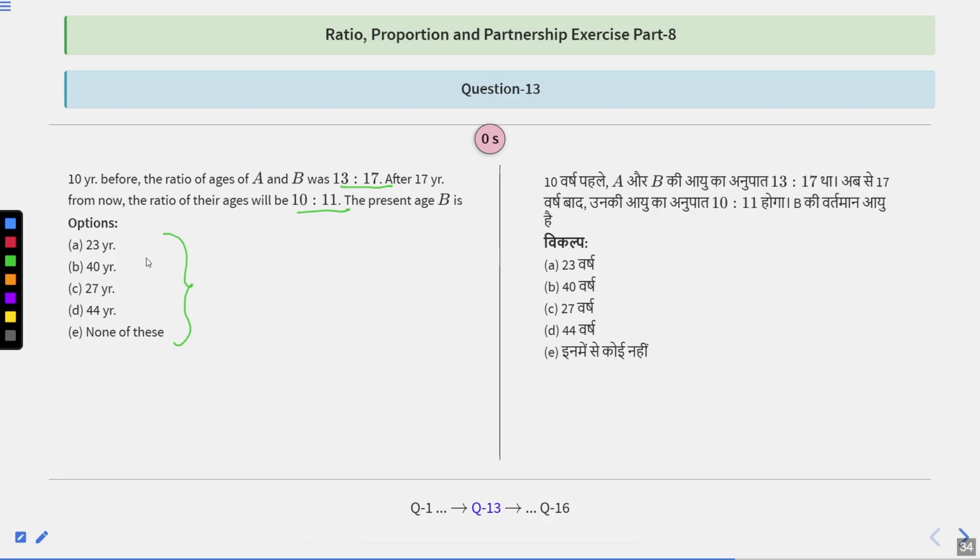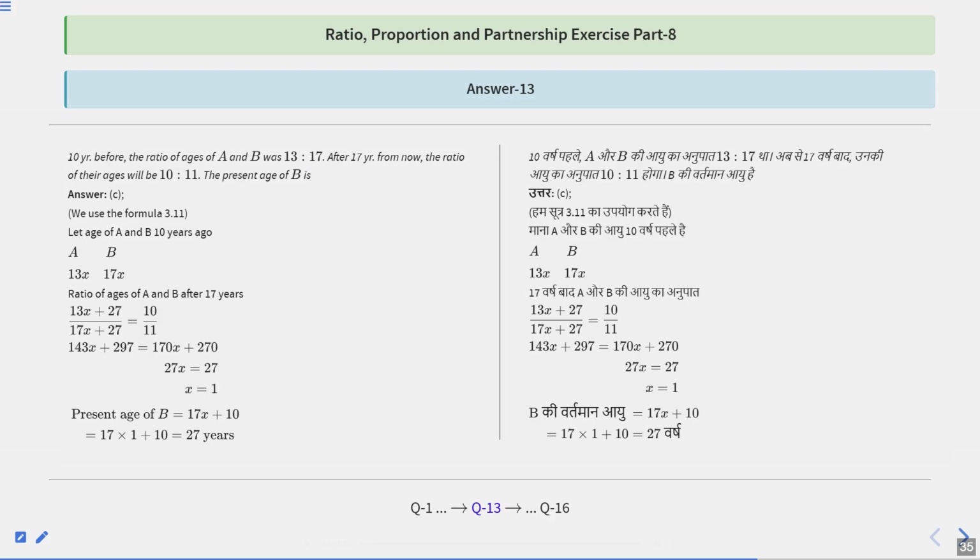Now time's up. Let's see the solution. We are going to use formula 3.11. Let the ages of A and B 10 years ago be as follows. Clear? So 10 years before, the ratio of their ages is 13x and 17x.